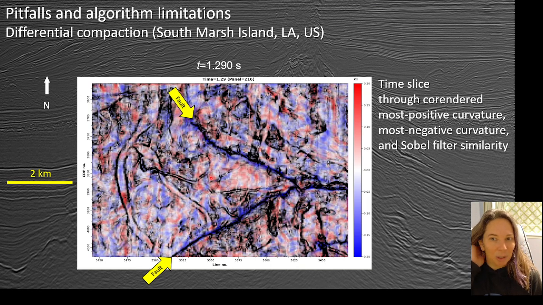And so one way to work around this is to try to combine our geometric attributes, so our similarity and our curvature, in order to enhance what we're able to see and have confidence in. And so here we've got that co-render of the curvature and the coherence. And one of the things you'll notice, though, is that the curvature, shown in the red, white, blue color scale, doesn't correspond well to the channels. And that's because those channels are so subtle that curvature isn't able to pick them up, like we were able to see in that last example in Alberta.